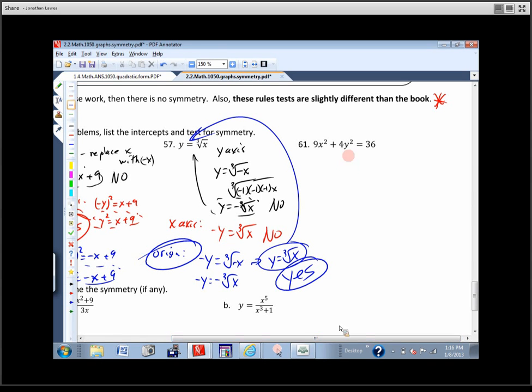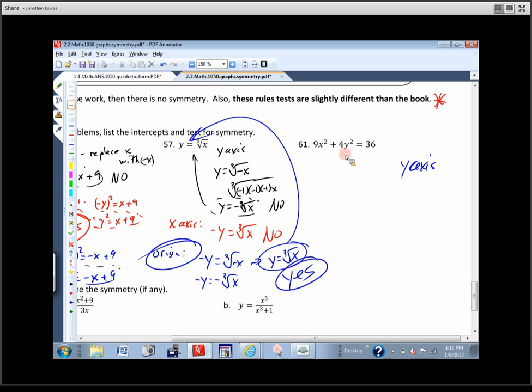Okay, let's look at this one. We'll just talk about it really quickly and then we'll finish these up. What would happen if I plugged in a negative x? What's the first thing I'd do to it here? It'll square it. So does that change it at all? No. So is it going to be symmetric with the y-axis? Yep. So y-axis symmetry.